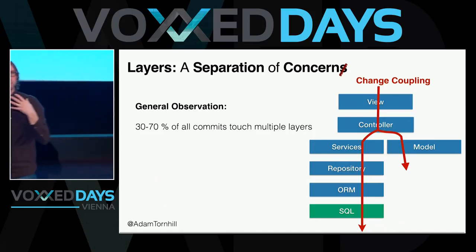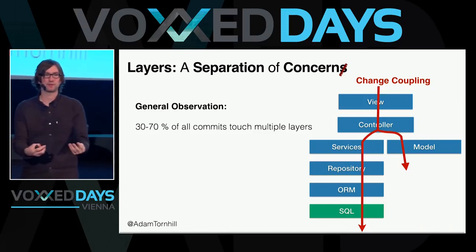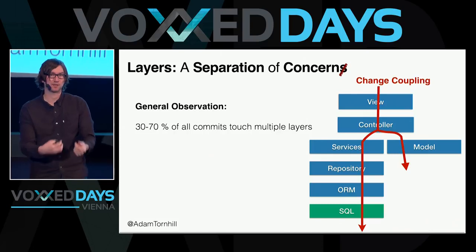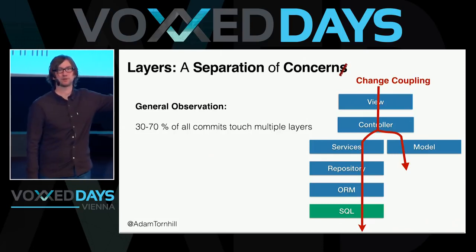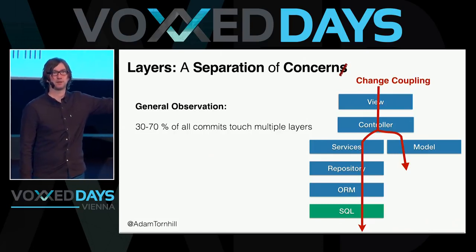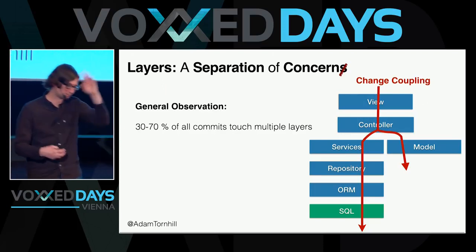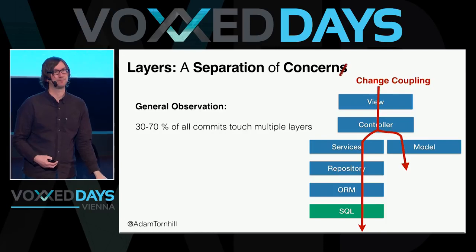However, the work that we do tends to be feature-oriented, tends to be end-user driven. And that is at conflict with the technical architecture. And the consequence is that few changes are local. Most of our changes ripple across the architecture.